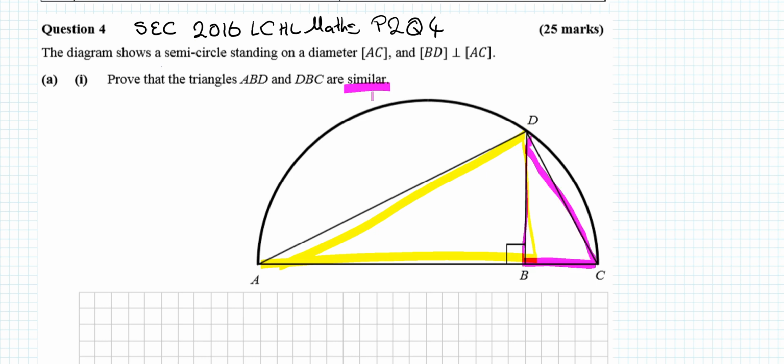are similar. And remember, what does similar mean? It means that their corresponding angles are equal. Okay, so what we're trying to show is, well, hold on a minute.